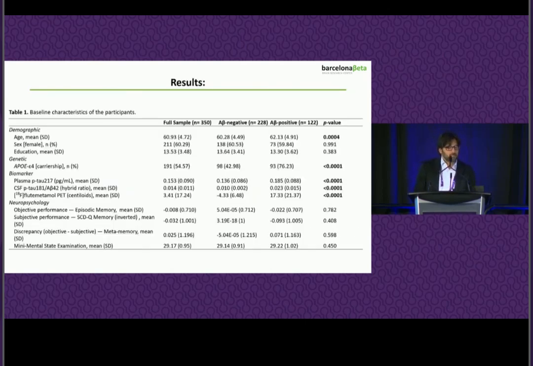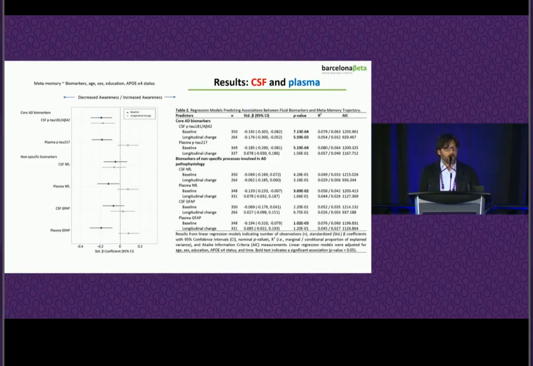These are the descriptives. For the full sample, the mean age was about 61 years old. Amyloid-positive individuals were a bit older and had more pathological biomarker levels, obviously, but no differences were seen in objective or subjective memory, or even in the discrepancy, when we compared negative and positive amyloid individuals.